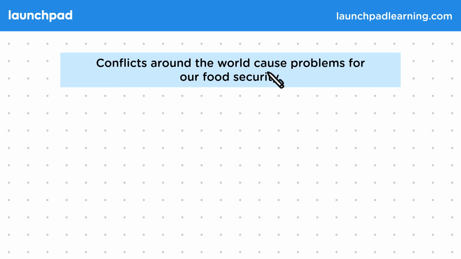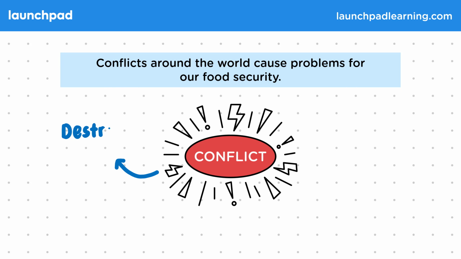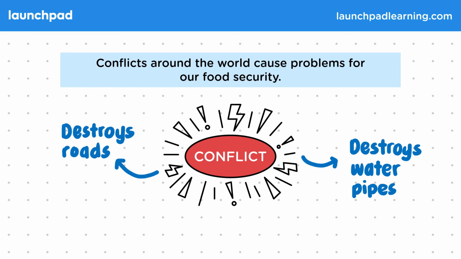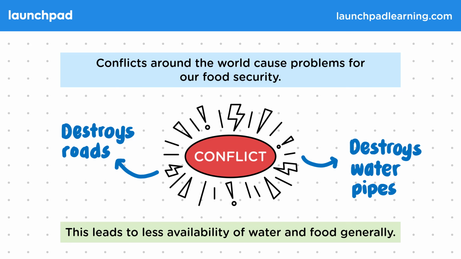Conflicts around the world cause problems for our food security. Conflict can destroy roads and destroy water pipes. And as a result, it can become difficult to deliver water to where it's needed, and damaged roads make it difficult to transport resources and food. This destruction of water pipes also means that water is unavailable in certain areas following a conflict. This leads to less availability of water and food generally.